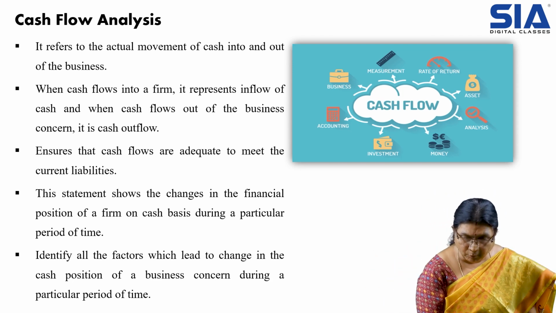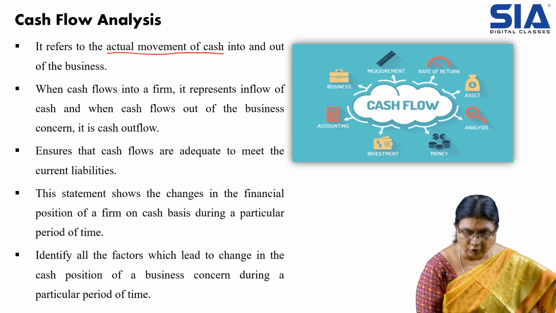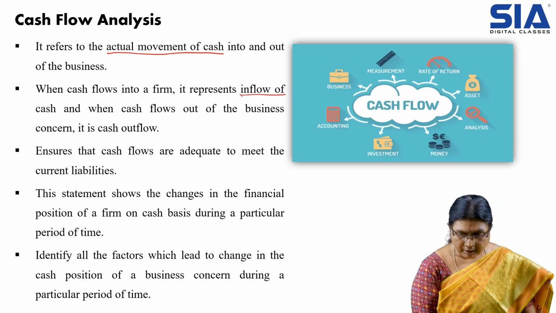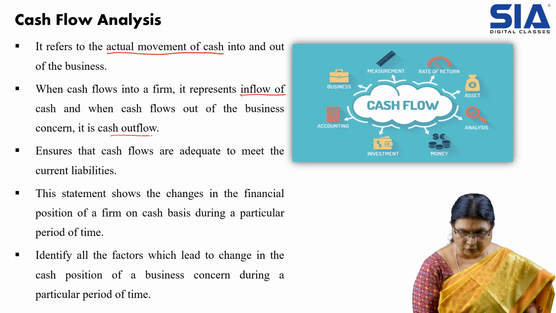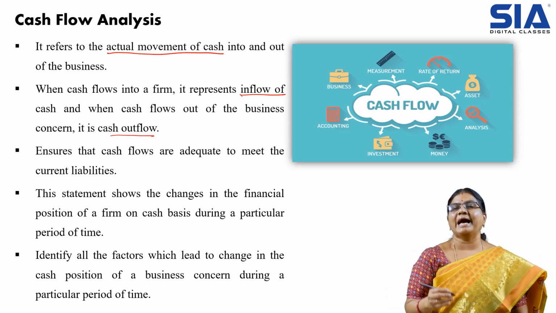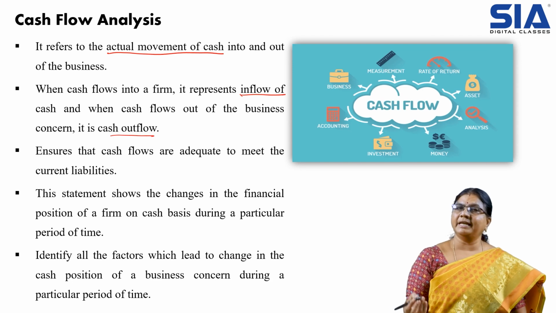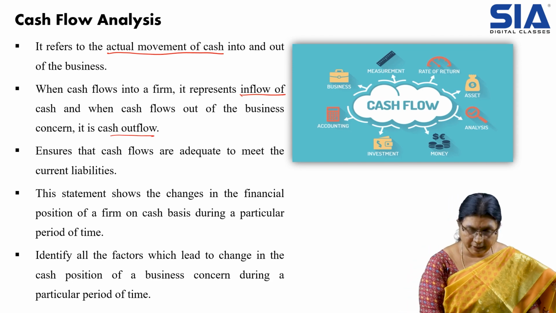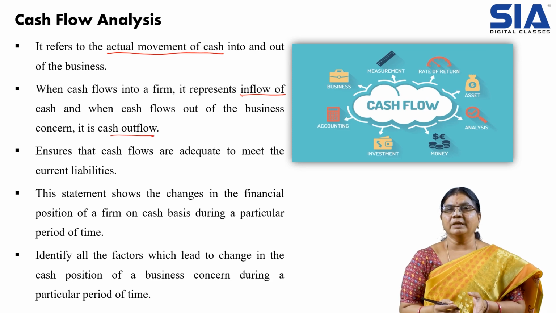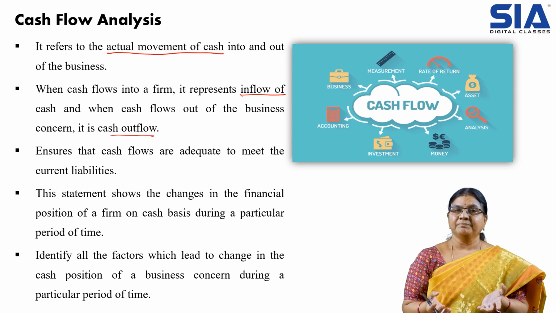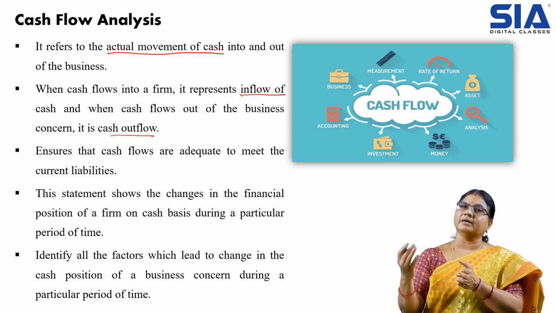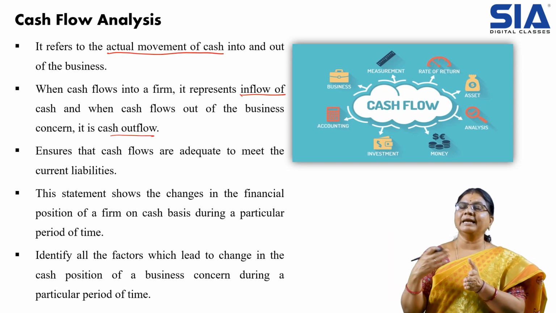So it is the actual movement of cash into and out of the business, and it represents inflow and outflow, as I told you. When cash is getting into the business, it is inflow. When cash is going out of the business, it is outflow. Here the cash flow statement should ensure that whatever cash is required is adequate to meet all the expenditure which we have to incur. That is mainly current liabilities.